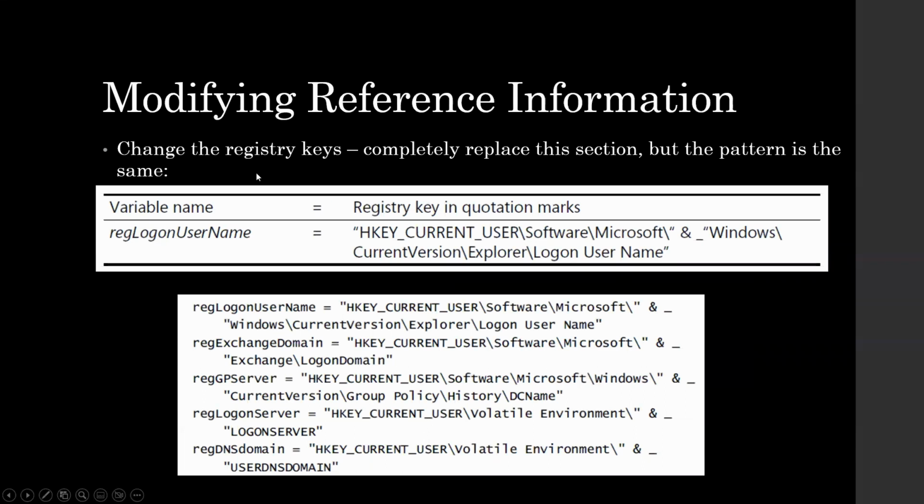If we want to change some of these registry keys, we're going to completely replace this section, but we have a pattern. So the reg variable name equals, and then we're going to give it the registry key in quotation marks. So if you want to write it once and then copy it 5 times and then just replace the various parts that need to change, that's fine too. So registry logon username equals, and then we give it the key value in quotes. Same thing for domain, server, logon server, domain. No changes there.